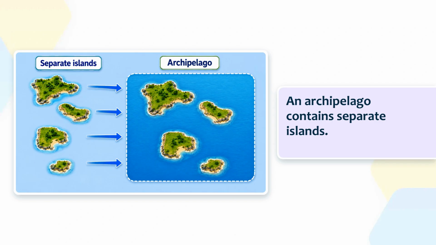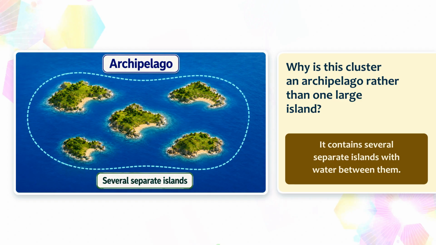The water gaps protect the correct meaning. An archipelago contains separate islands. Grouping the islands does not join their land. Check both the number of land pieces and the gaps. Why is this cluster an archipelago rather than one large island? The spaces between the shapes give the answer. It contains several separate islands with water between them. The islands form a group without becoming one landmass.